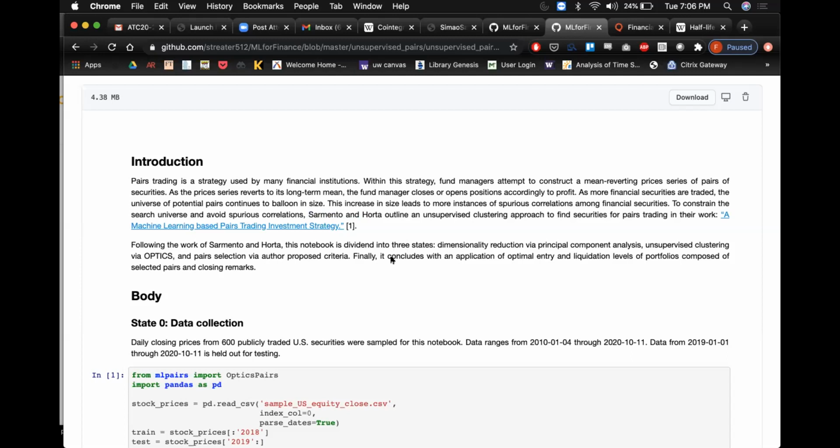Following their paper, it's really broken up into three parts. The first is dimensionality reduction via PCA, and then unsupervised clustering via OPTICS, which we'll go over a little bit. And then, in order to further reduce the chances of spurious correlations, the authors introduce four other practical criteria for the potential pairs to meet.